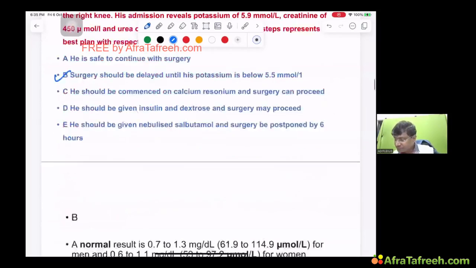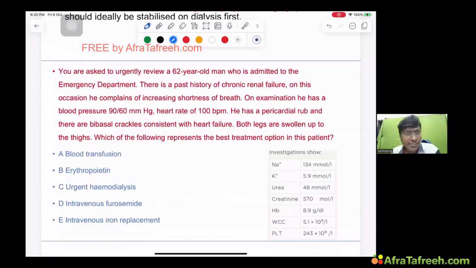Until then, no. You're asked to urgently review a 62-year-old man who is admitted to the emergency department. There's a past history of chronic renal failure. On this occasion, he complains of increasing shortness of breath. On examination, he has a blood pressure of 90/60, heart rate 100 beats per minute. He has a pericardial rub and bilateral crackles consistent with heart failure. Both legs are swollen to the thighs. Which of the following represents the best treatment option in this patient?